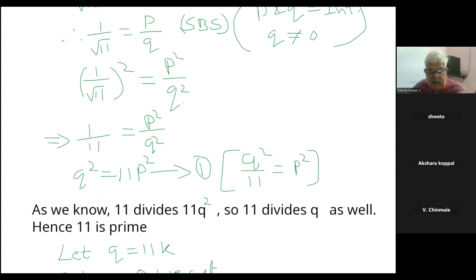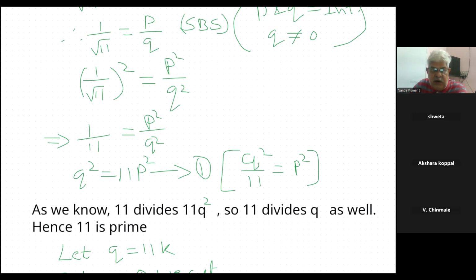Transpose the numbers. Q square into 1 is q square, 11 into p square is 11p square, and when 11 is shifted to the left hand side, q square by 11 equals p square. This I consider as equation number 1. And as q square is divisible by 11, q is also divisible by 11. Therefore, 11 is the HCF of q, and 11 is a prime number, you have to consider.